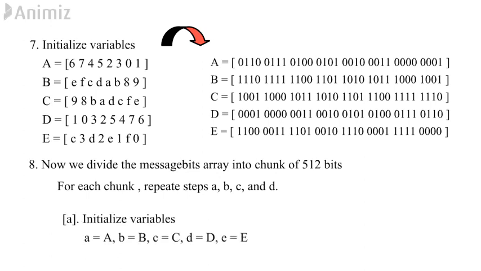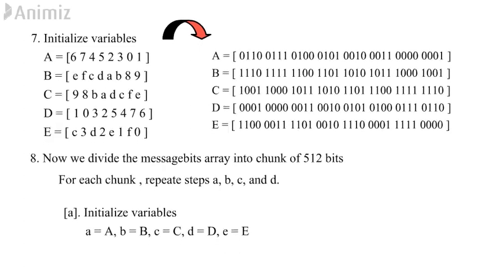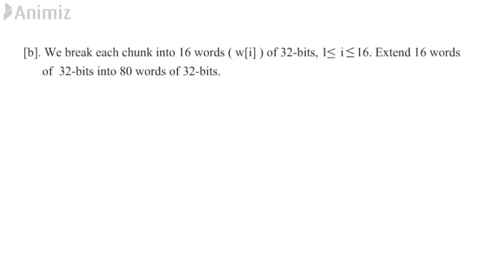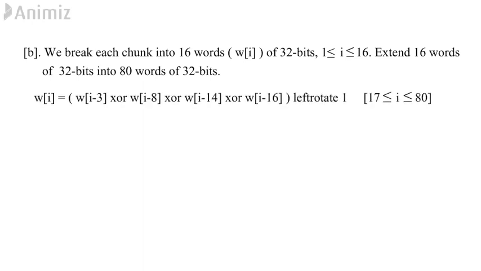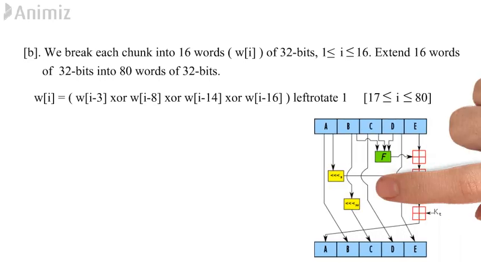In step A, we initialize small variables a, b, c, d, e with the capital variables, which are 32 bits long. In step B, we break each chunk into 16 words of 32 bits and then extend the 16 words of 32 bits into 80 words of 32 bits by a specific method, which is the XOR operation of 4 words, and then left rotate it by 1.